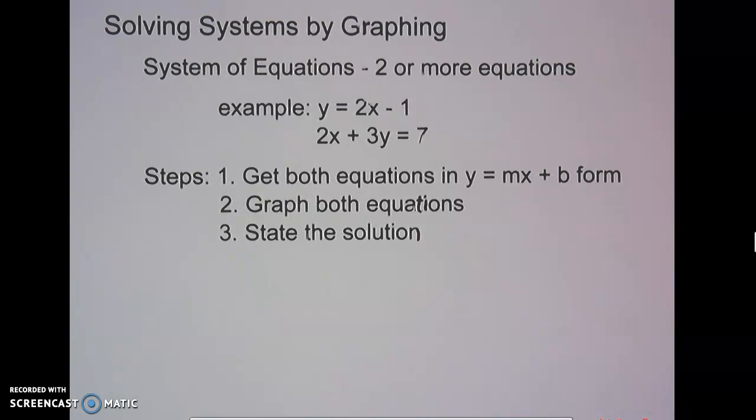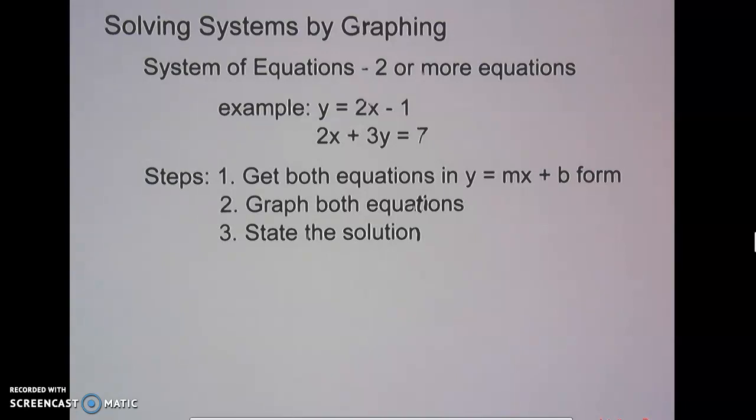Today we're going to be talking about solving systems by graphing. When we're talking about systems, we're talking about a system of linear equations, and that's two or more equations. Everything we've seen so far has only been one equation that we're graphing. So we're going to have two or more equations, and this year in Algebra 1 we're focused on two equations. An example of that would be y equals 2x minus 1 and 2x plus 3y equals 7.